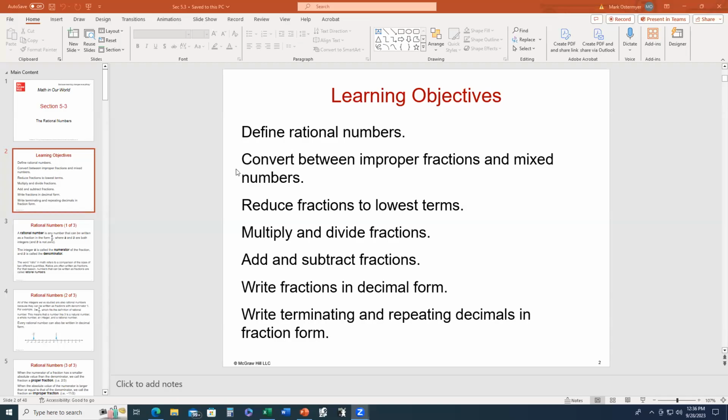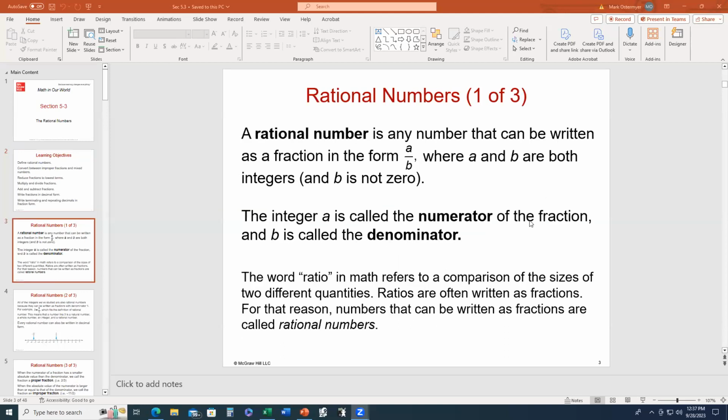Okay, here we go. All right, so these are the objectives for this section here. First of all, what is a rational number? Well, ladies and gentlemen, there's actually two definitions for a rational number, but they're really synonymous with one another. One definition is to say that any number that can be expressed as a fraction is called a rational number. So any number that can be expressed as a fraction, whether it's a proper or improper fraction, or even if it's a mixed number, it's still called a rational number.